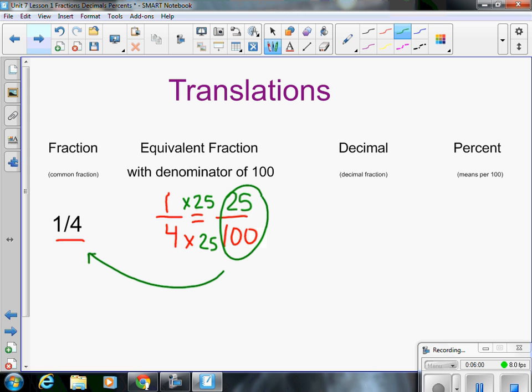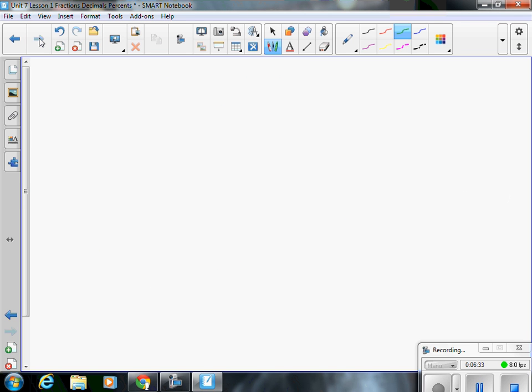Okay? And the decimal of that would be, we say it, 25 hundredths. This is the tenths place. This is the hundredths place. So we have 2 tenths and 5 hundredths. So we would say 25 altogether hundredths. Then the percent would just be 25%. And that's it.